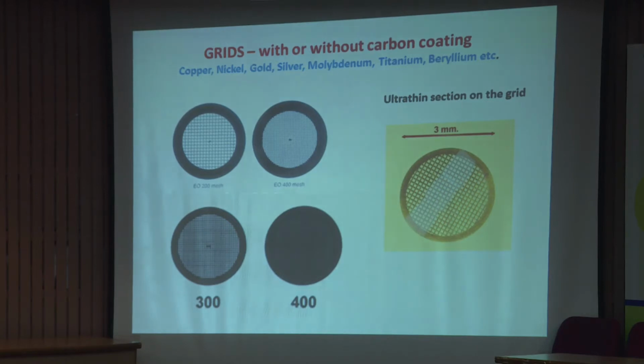So in electron microscopy, for preparation of the sample, as in light microscopy we use a glass slide, you cut your section, put it on the glass, then stain it or whatever you want, and you can see it. But in electron microscope, we need a special kind of structure known as grids for putting our specimen on. These grids are made up of different metals like copper, nickel, gold, silver, molybdenum, titanium, beryllium, and many other metals.